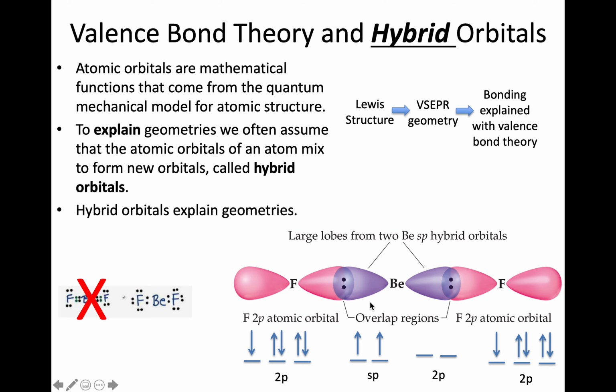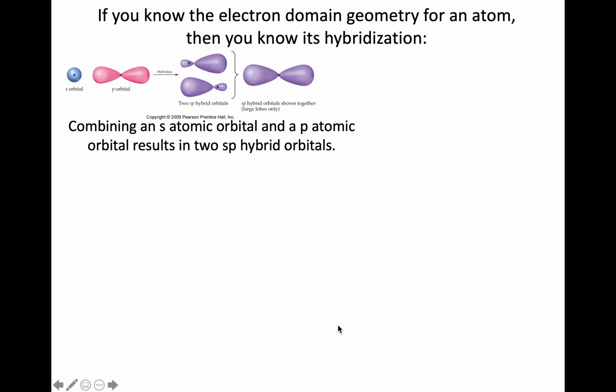But I'm calling this grouping here 2sp hybrid orbitals because I'm going to need that then to accommodate the 2 equivalent sigma bonds that I'm forming. Let's look more at what it means to combine and make these hybrid orbitals. So I'll come back to the point: if we know the electron domain geometry from our VSEPR analysis, we're going to know what the hybridization is.